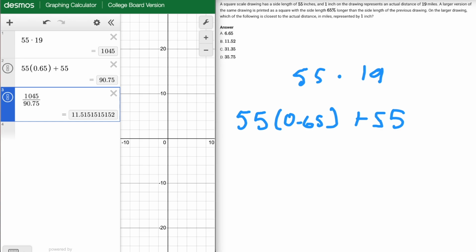So always make sure, if you don't get the exact answer and it doesn't say to round, then that's probably the wrong answer. But in this scenario here, this is basically the same thing as this answer, so that is the correct answer, even though it didn't say to round.